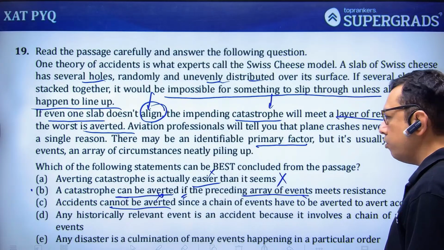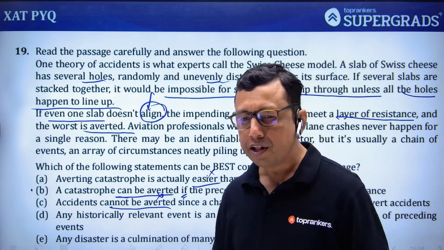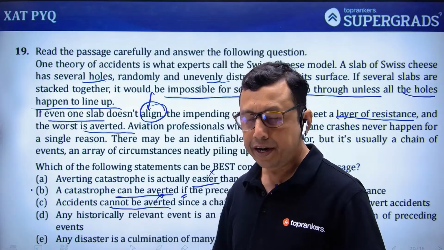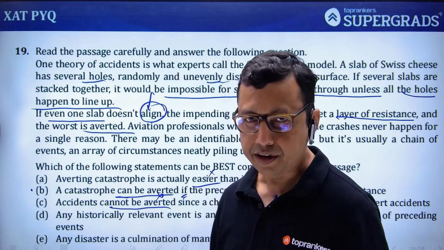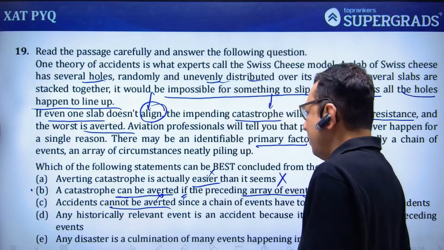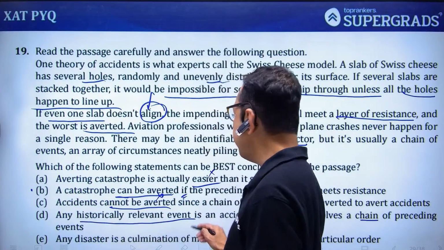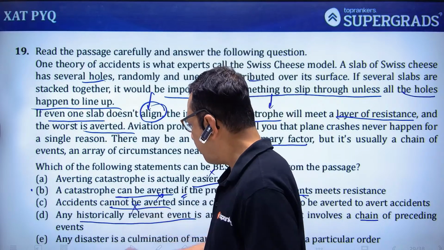Because it involves a chain of preceding events. First of all, it's not a chain only, right? He's talking about a hypothesis of the theory where there should be an alignment, not a chain necessarily. So it's not a chain, and historically relevant event is out of scope.